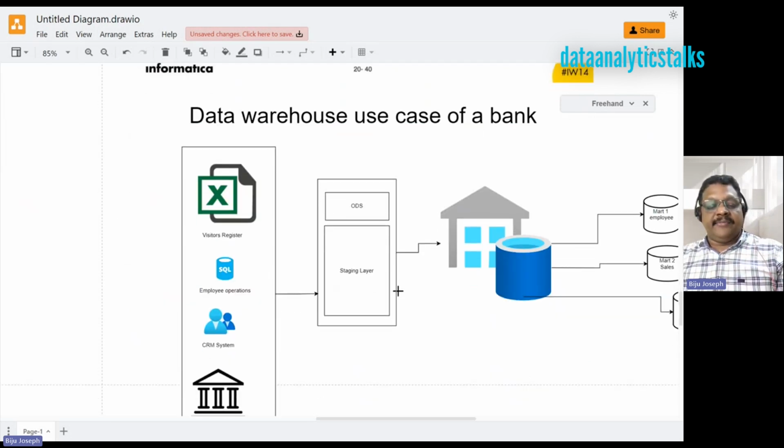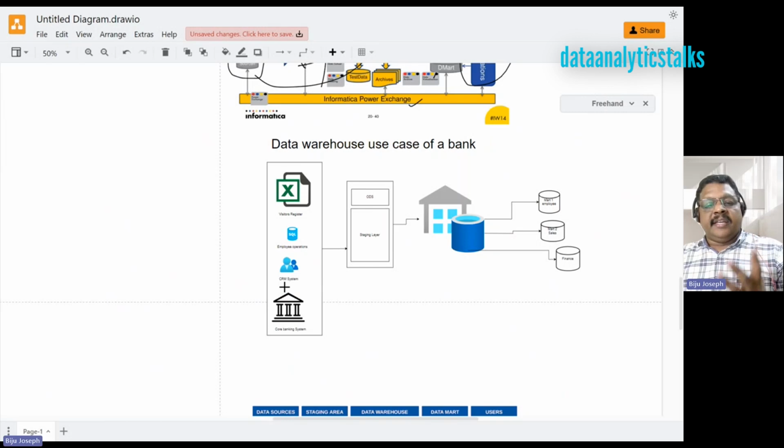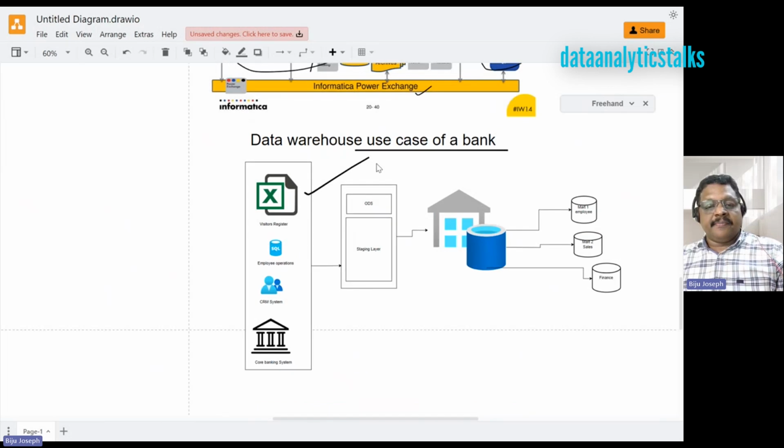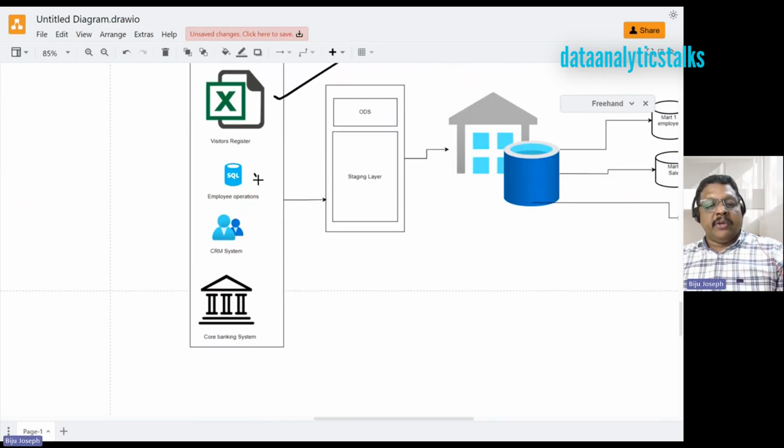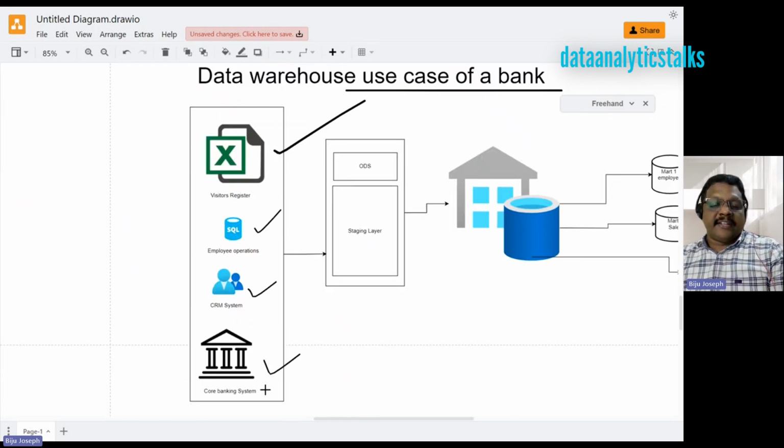So I hope you understand the need for an ETL tool in the making of a data warehouse. If you have a simple example, take the case of a bank. In the bank, you will find the visitors register, and you will find some employee operations. You will also find CRM for customer relationship, and we will see a core banking system. So what is the need? These are all transaction systems that take care of day-to-day activities.